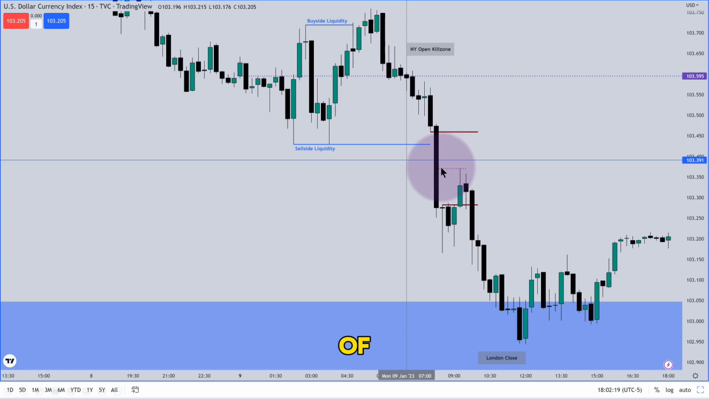it trades up to consequent encroachment, which is the midpoint of that. Okay, this is a gap. It trades up into that. Fails to make a return to old daily lows and old equal lows over here.